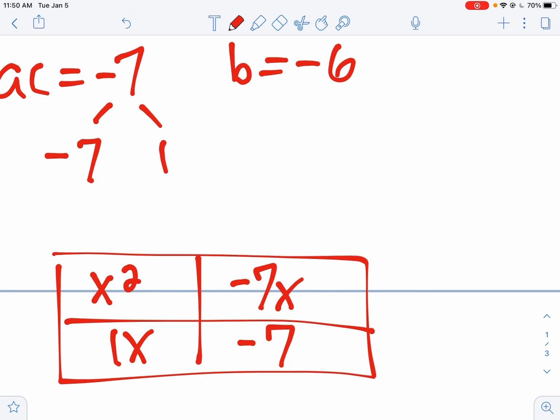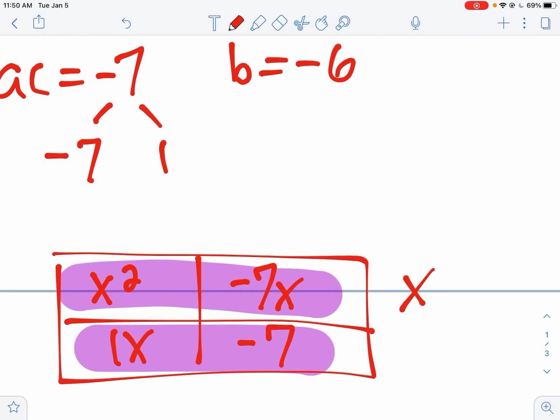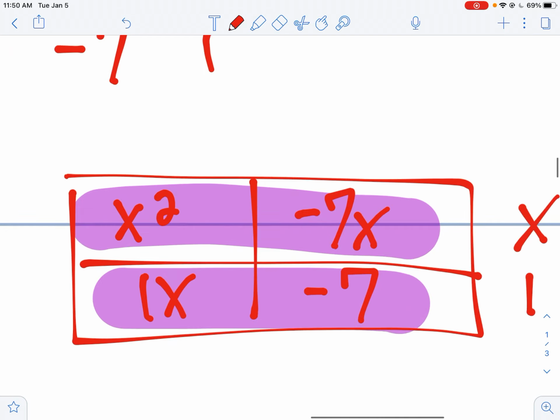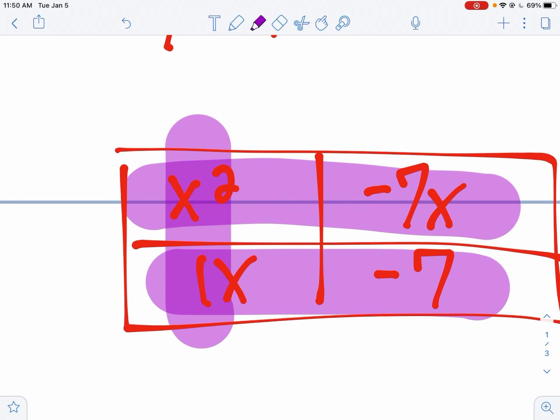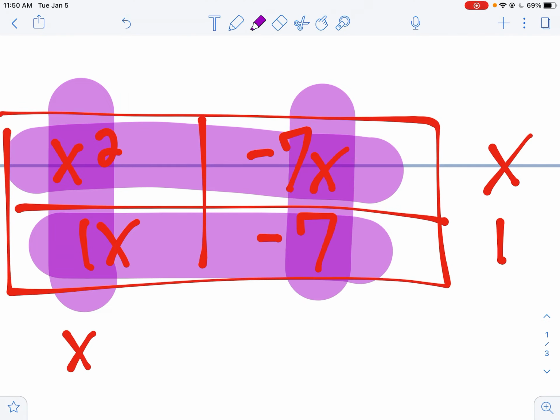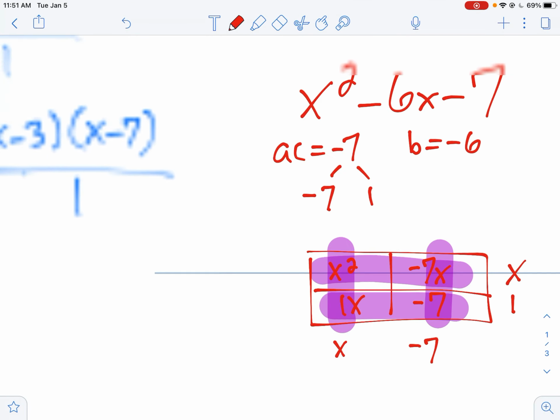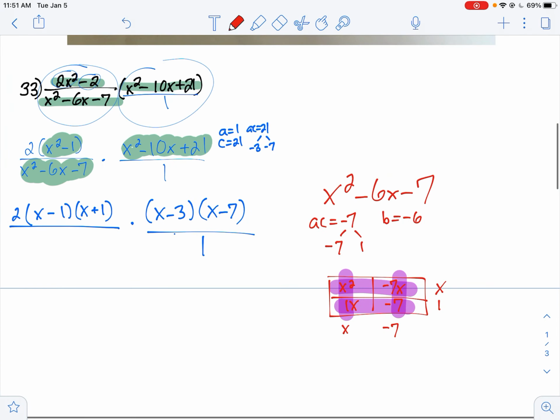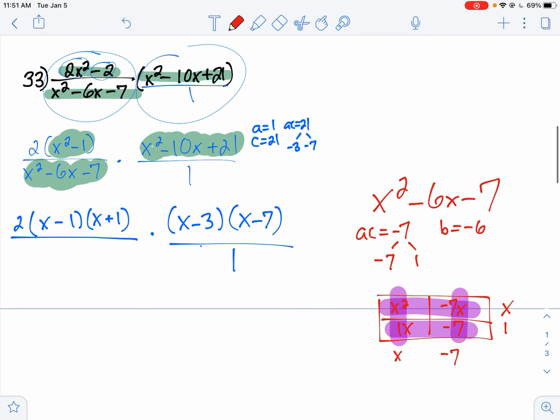Now I just factor going across first. X squared and negative 7x: the common factor is x, so I get x times x minus 7. Then I go down. X squared and 1x: the common factor is x. Negative 7x and negative 7: the greatest common factor is negative 7. So I've broken up that polynomial, and it's x minus 7 times x plus 1.